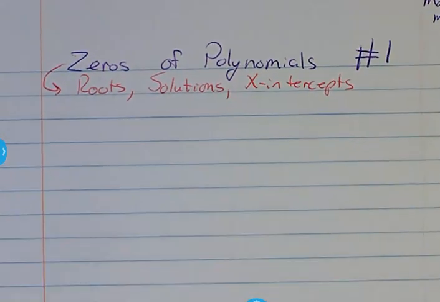Basically, it's the answers. Whether they call it a zero, a root, a solution, an x-intercept, it just depends on how you're looking at it, what you call it. It's all the same thing. You're finding the answer to an equation of what this thing would equal. So it's still kind of going through those parts of it.